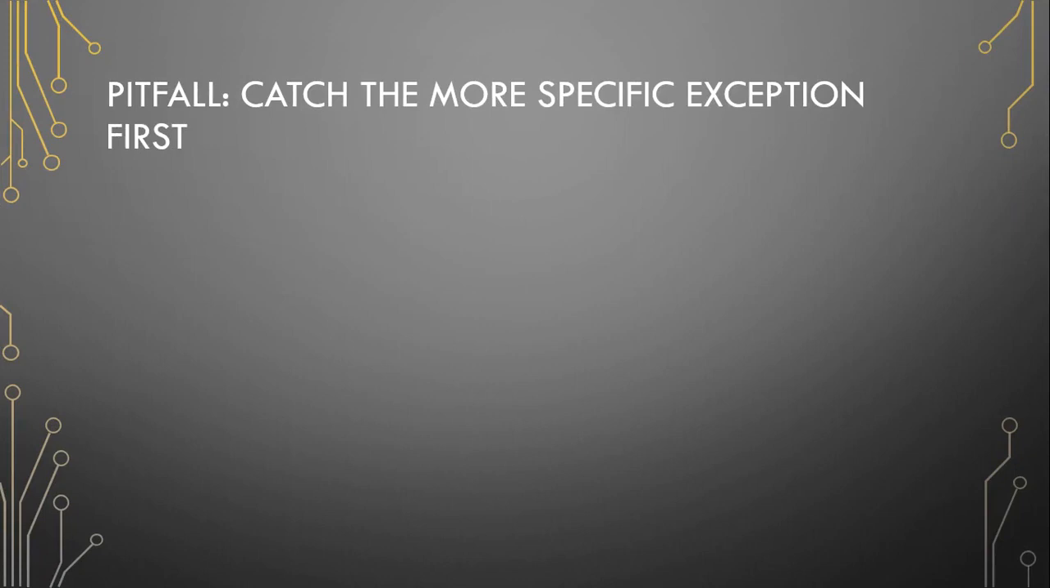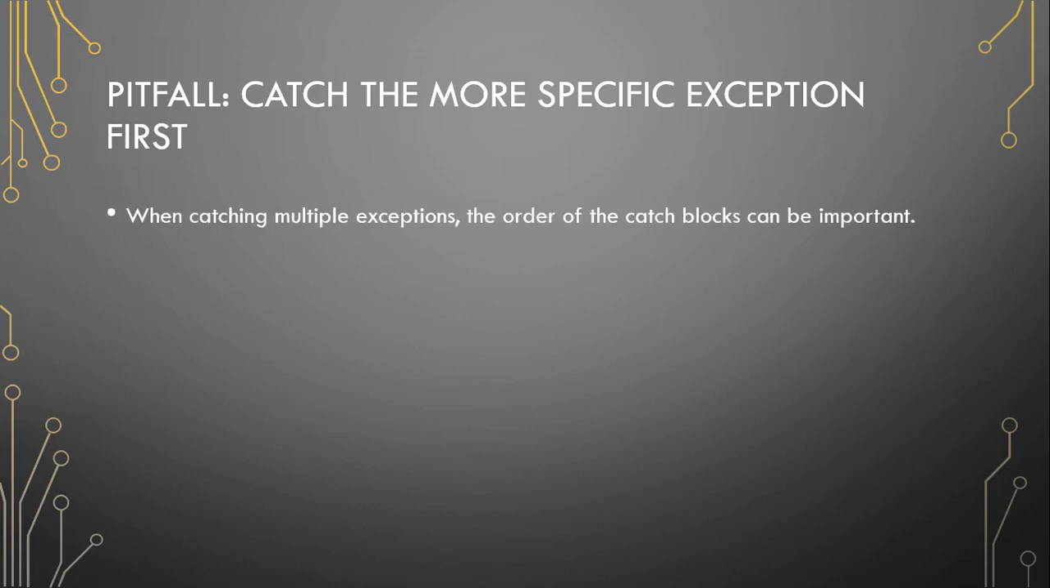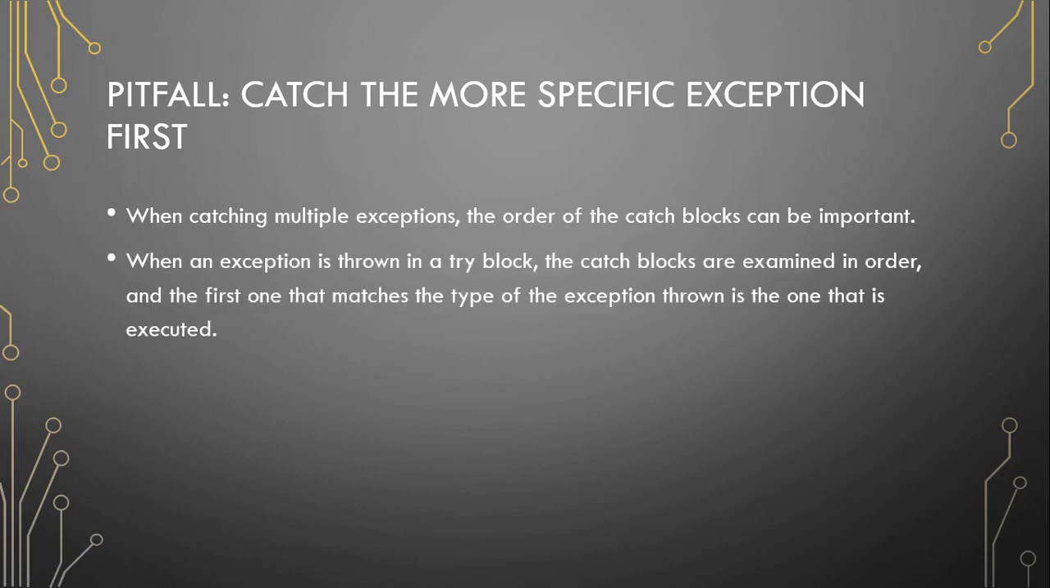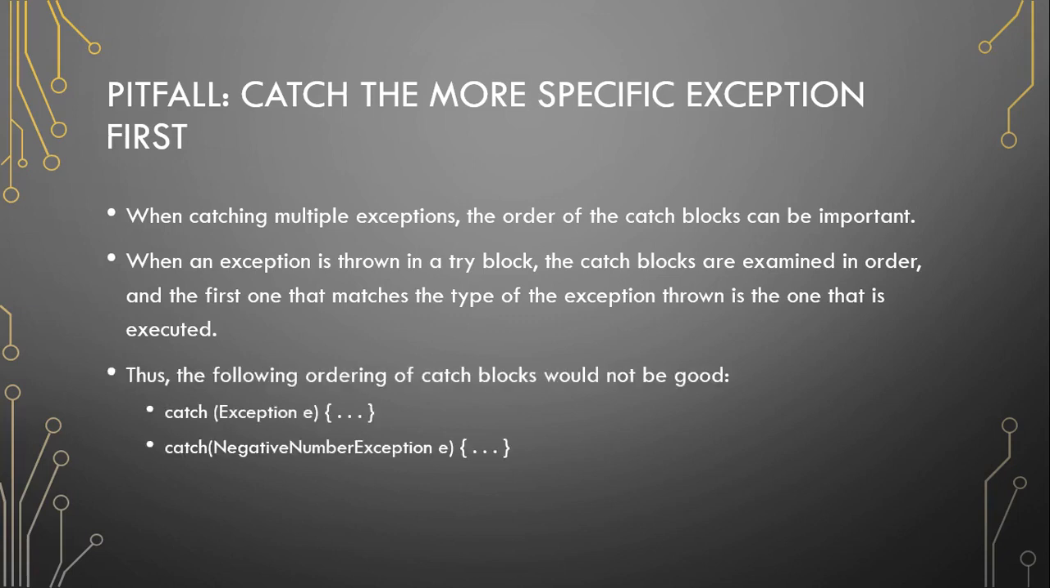With this pitfall, the idea is that you want to catch more specific exceptions first. So the more specific the exception is, generally the sooner you want to call it. So let's look at that. When you're catching multiple exceptions, the order of the catch blocks can be important. When an exception is thrown in a try block, the catch blocks are examined in the order that they are in your code. And the first one that matches the type of the exception thrown is the one that's executed. Thus, the following ordering of blocks would not be good.